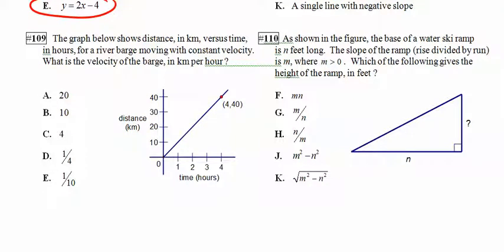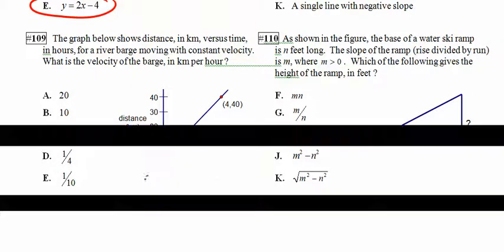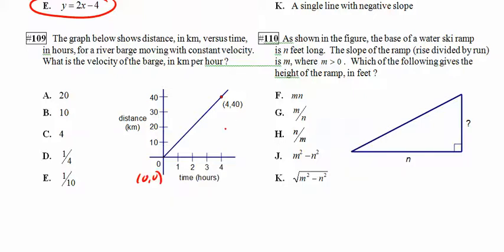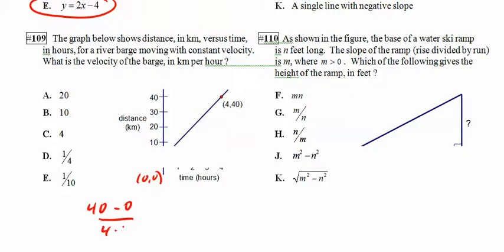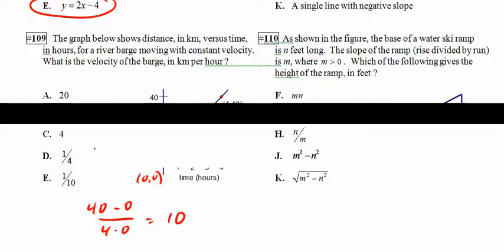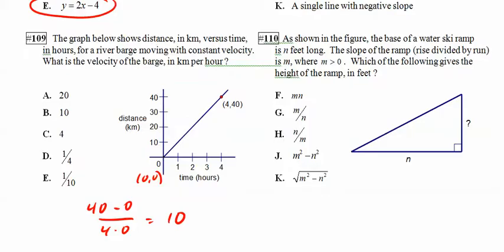The graph below shows distance for a river barge. What's the velocity? We just want y over x. Since this is at 0, 0, it's going to be 40 minus 0 over 4 minus 0. That's 10. So 10. This is actually question 60 from a test. I like it a lot.